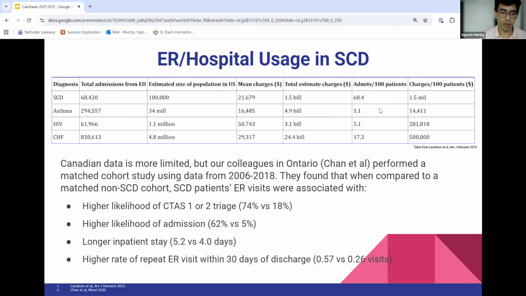Now, Canadian data is more limited, but our colleagues in Ontario did perform a matched cohort study using data from 2006 to 2018. They found that compared to a matched non-sickle cell cohort, sickle cell disease patients' ER visits were associated with a higher likelihood of CTAS 1 or 2 triage, a much higher likelihood of admission, longer length of inpatient stay if admitted, and a higher rate of repeat ER visit within 30 days of discharge. So the ER usage is significant.